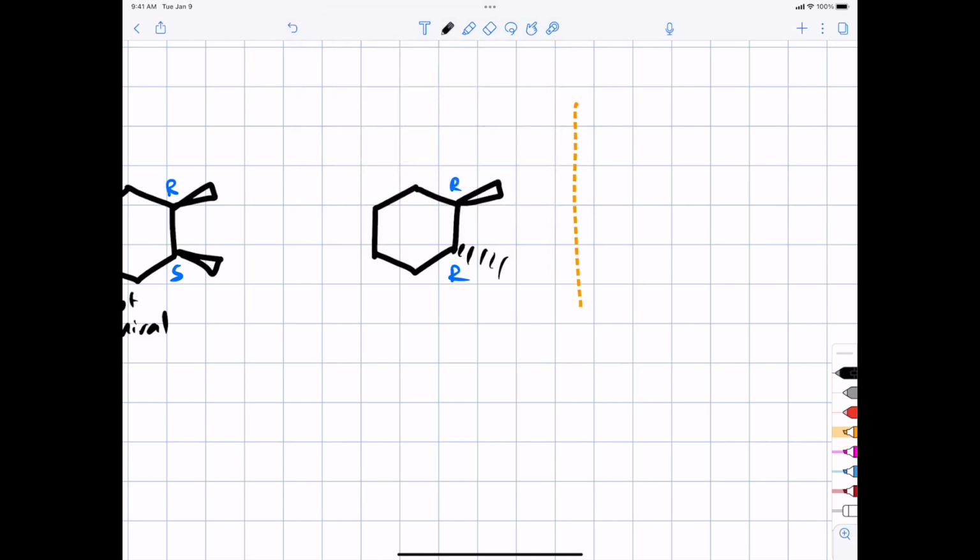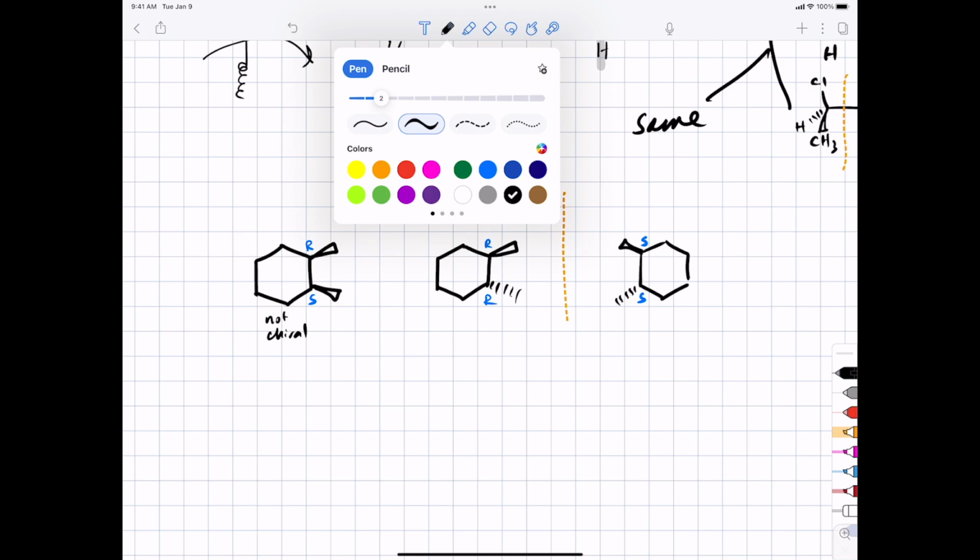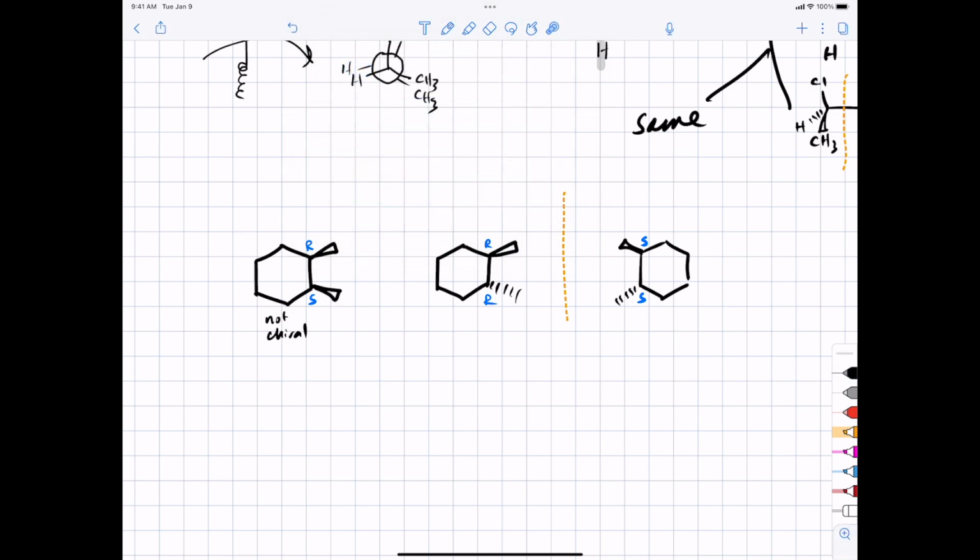Right? And we would see here that this is S and that is S. So we would now need to play around with our spatial reasoning and try to figure out, can we ever superimpose these two? And the answer is no, you can't.